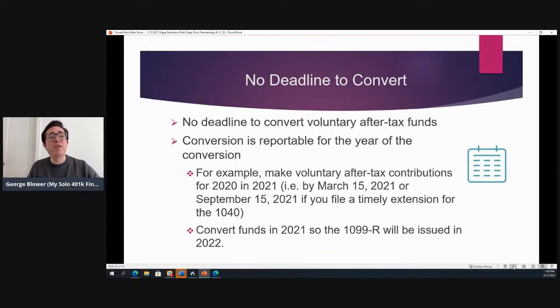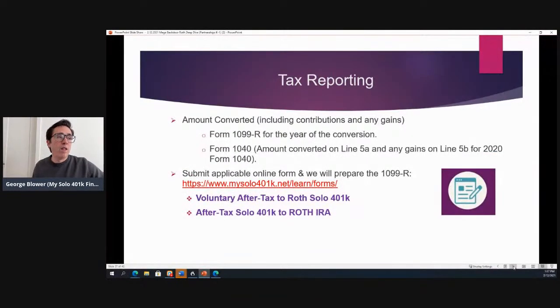So you might be making a voluntary after-tax contribution for 2020 here in 2021, for example, by March 15th or September 15th of 2021 if you file a timely extension. If you convert the funds in 2021, the 1099-R will be issued in 2022 because it's issued for the year of the conversion. And then that 1099-R is going to report the amount converted on line 5A and any gains on line 5B.